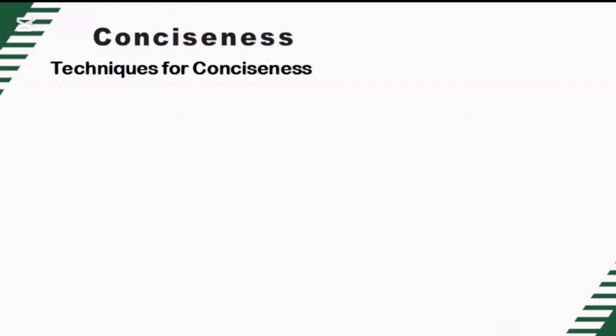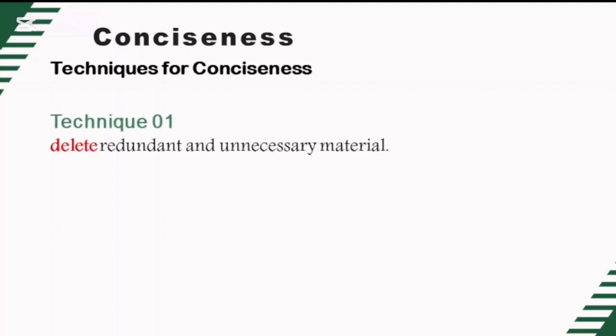Conciseness is a characteristic of a good summary. The latter demands being concise and precise. To achieve that, there are two techniques. First, delete redundant and unnecessary materials.